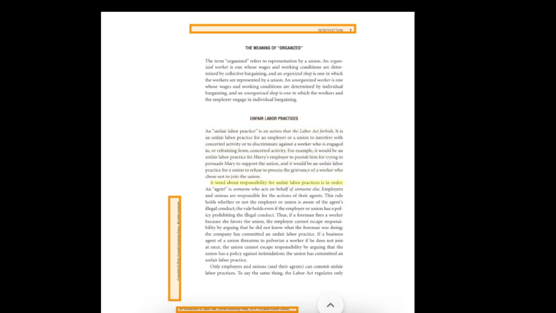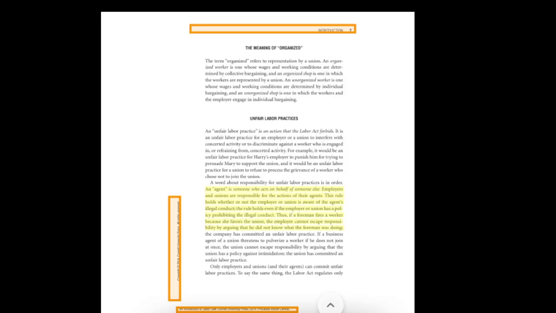A word about responsibility for unfair labor practices is in order. An agent is someone who acts on behalf of someone else. Employers and unions are responsible for the actions of their agents. This rule holds whether or not the employer or union is aware of the agent's illegal conduct. The rule holds even if the employer or union has a policy prohibiting the illegal conduct.